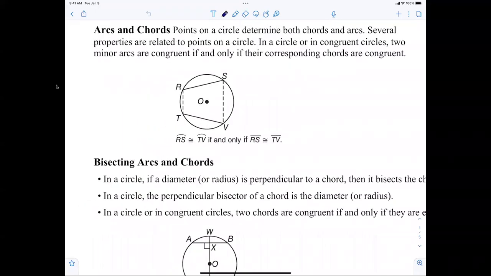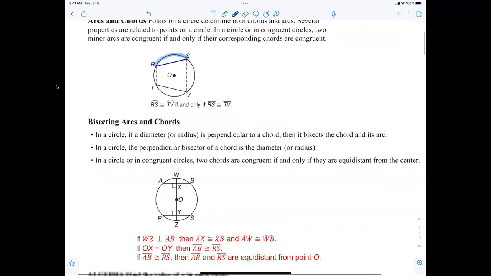All right, so when both endpoints of a segment are on the circle, we know that that is identified as a chord. The arc created by that chord, RS. So you just have to know the difference. Now they're going to give us some special properties for these arcs and chords.